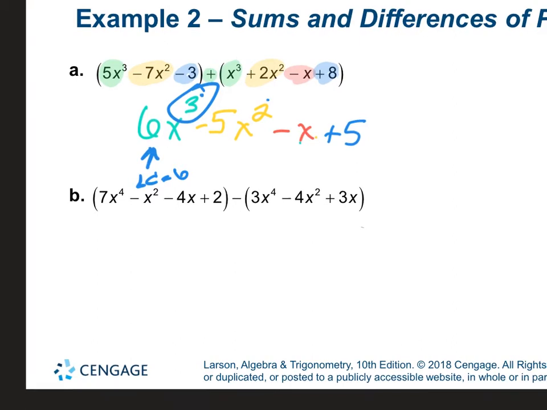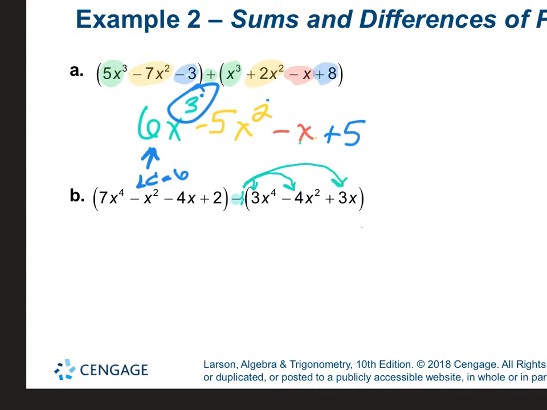Okay, we're going to look at the second question. This one's a little different because there is a minus sign in front of the second parenthesis. What that means, guys, remember, that means negative 1. So I have to distribute a negative 1 to everything behind that minus sign before I can combine like terms. So I'm going to rewrite my first parentheses. It's 7x to the fourth minus x squared minus 4x plus 2. Now I'm going to distribute that negative 1.